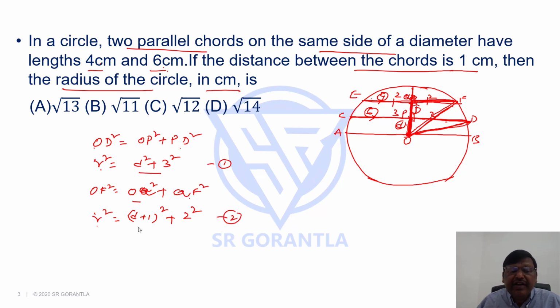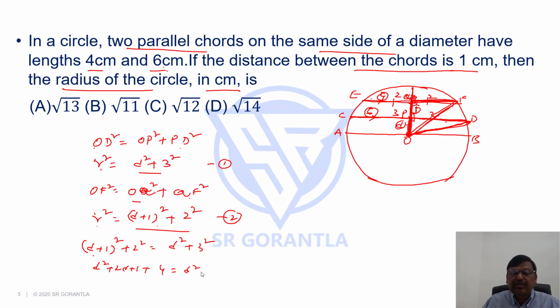On the left hand side there is R square in both, so can we equate the right hand sides? If I equate, (d plus 1) whole square plus 2 square equals d square plus 3 square. If I expand it, d square plus 2d plus 1 plus 4 equals d square plus 9. On both sides d square gets cancelled. 2d equals, this is 5, 5 goes to the other side as minus 5, 9 minus 5 is 4. So we get d equals 2.